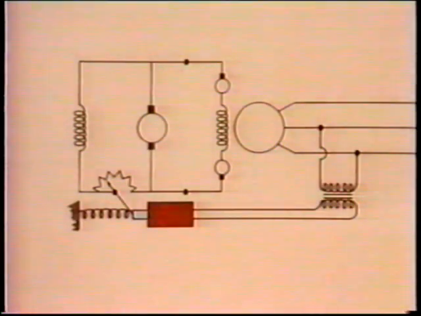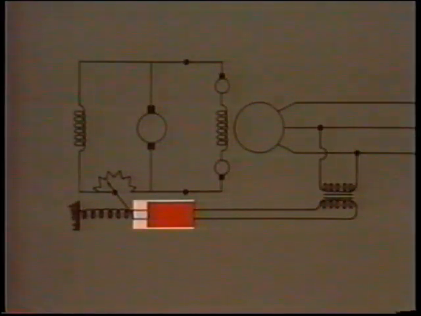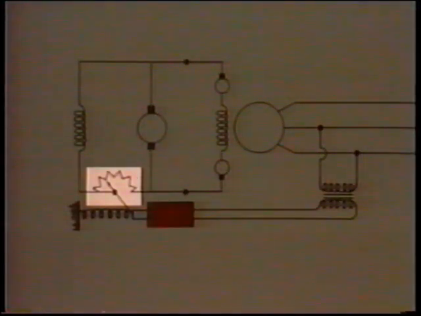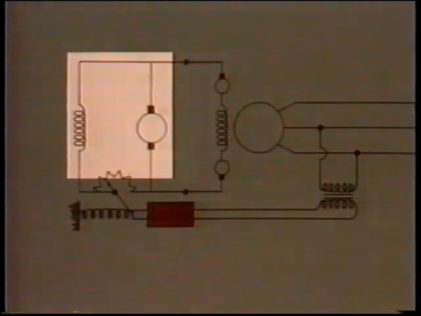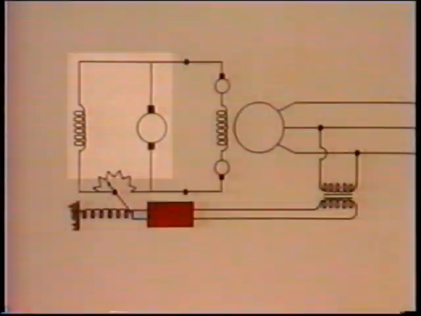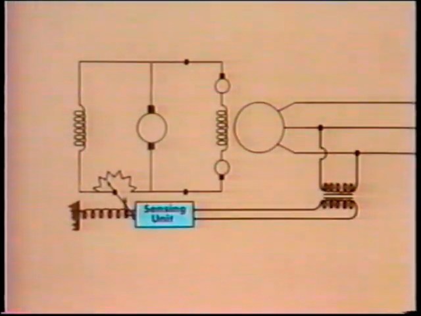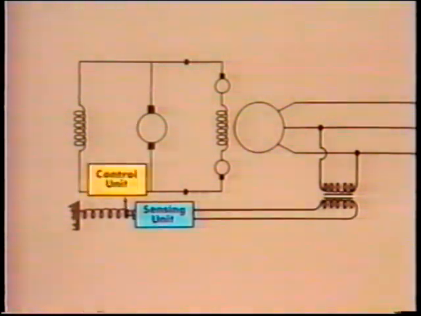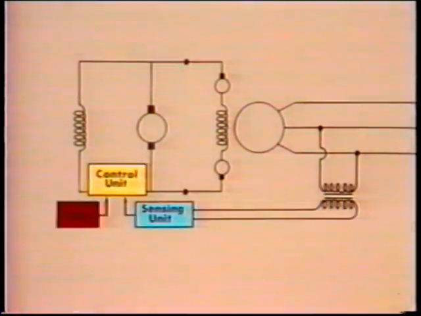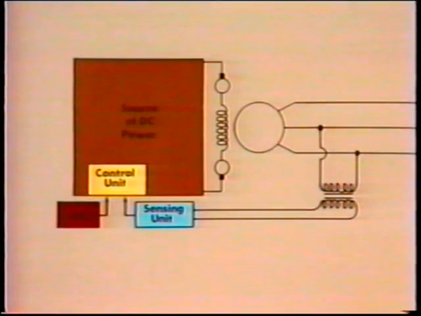AC generator output voltage. This voltage control system illustrates the basic elements that any system must have to control an AC generator's output voltage. Those elements are a sensing unit, a control unit, a reference, and a source of DC power. In our example, the solenoid was the sensing unit. The rheostat was the control unit. The spring provided a reference, and the exciter was the source of DC power.